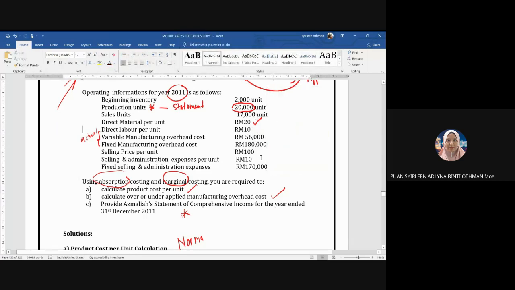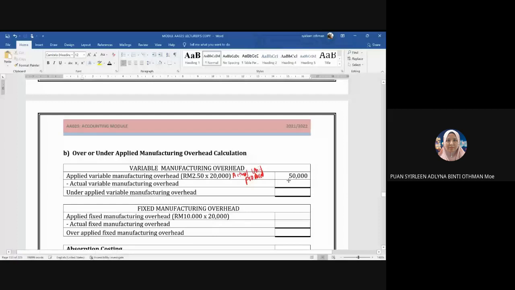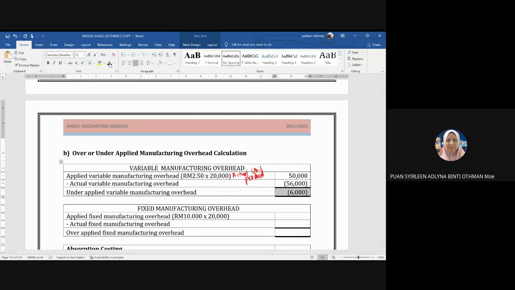Okay, actual MOH untuk variable kamu ialah RM56,000. So here your actual is RM56,000. So applied minus actual, kita akan dapat under applied variable. I don't want this bracket sebab saya dah tulis under applied. So bila dia under applied, that means nanti dekat COGS, madam akan tambah. Sebab adjustment dia ialah debit COGS, credit MOH. It's under applied, right?